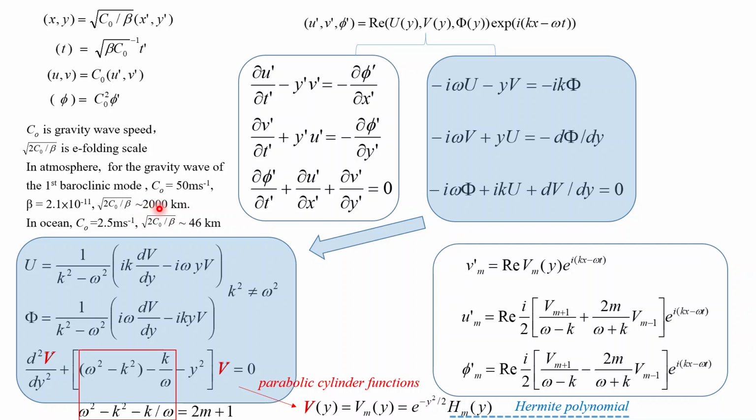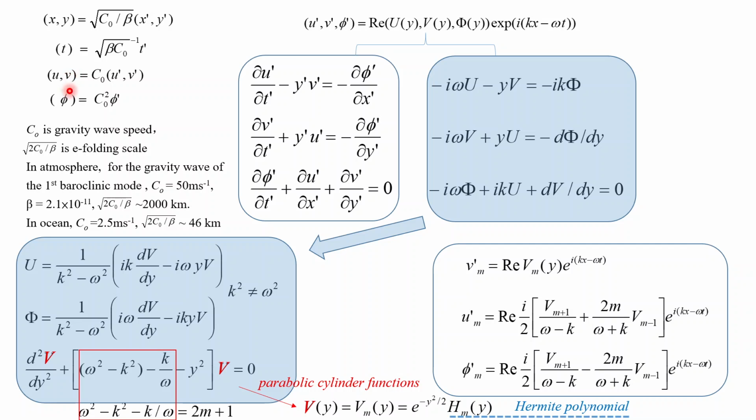That means in the equatorial atmosphere, the equatorial wave is actually confined in the equatorial area. That means its amplitude decays in y, and the e-folding scale is about 2,000 kilometers. And in the oceans, the first baroclinic mode gravity wave is only 2.5 meters per second. So the e-folding scale is very narrow, about 50 kilometers. So that's the reason in modeling equatorial waves, you have to have very fine resolution in the meridional direction to resolve the equatorial waves.